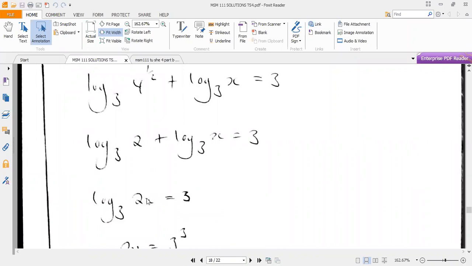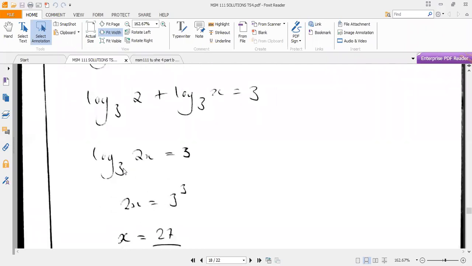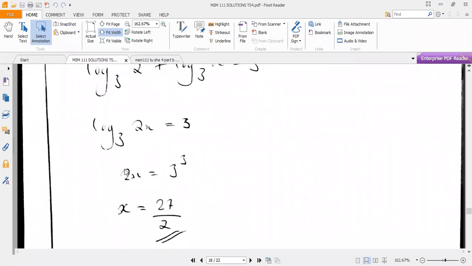Now, we have log base 3 of 2x equals 3. Using that principle, don't forget, the base here, whatever is on the right-hand side becomes the power, it becomes an index. So it will be 3 to the power 3. Now, what is 3 to the power 3? It's 27. Now, divide 27 by this 2 so that we solve for x. We are getting 27 over 2. You can leave it like that, because when 27 is divided by 2, it will give us a remainder. So you can leave it in that form. It's also okay. You get your full marks.